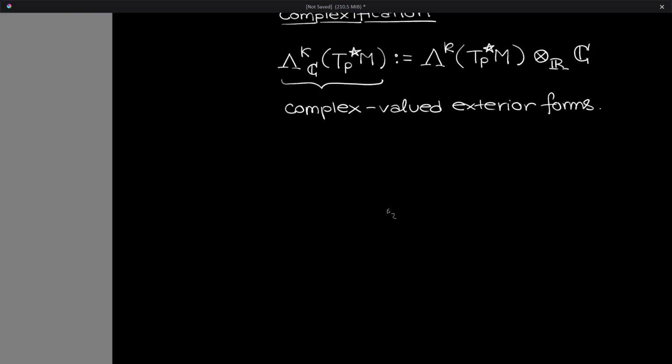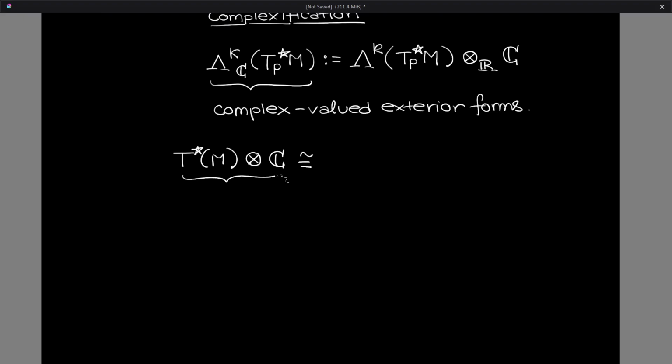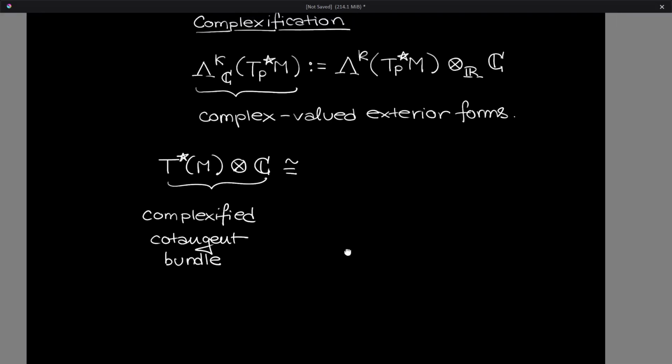Before we do that, we're going to first say, let's say that T star M cross C, we know that this is isomorphic to the complexified cotangent bundle. So that's just a fancy way of saying that we turn the cotangent bundle into a complex space.